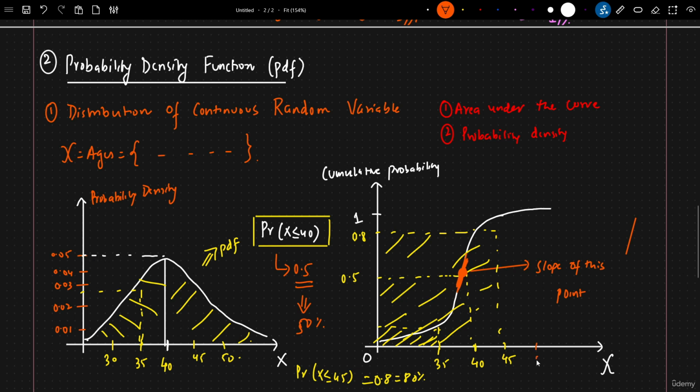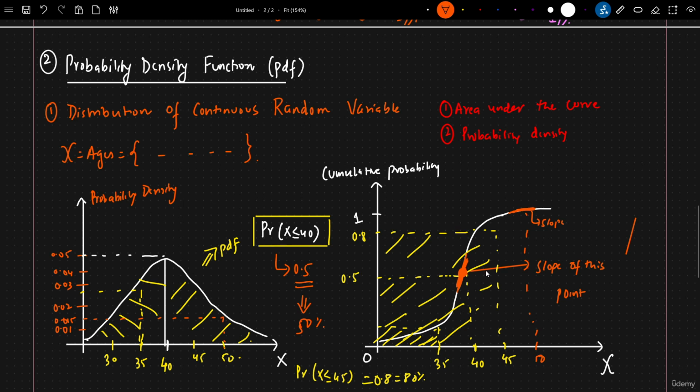Let's say I calculate the slope for the 50 point. The 50 point is somewhere over here, and here the steepness is very low, so obviously the slope will be less. With respect to 50, I'm getting a slope that is a small number. Let's say this is 0.15. Wherever the steepness is high, the slope is highest, and that is the reason the middle number has the highest probability density. This is how the probability density is captured.